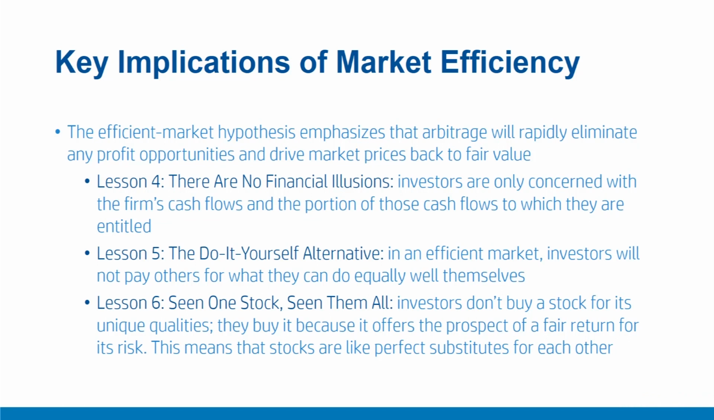Lesson 4 is that there are no financial illusions. In an efficient market, there are no financial illusions. Investors are only concerned with the firm's cash flows and the proportion of those cash flows to which they are entitled.